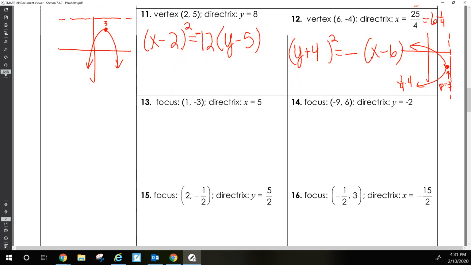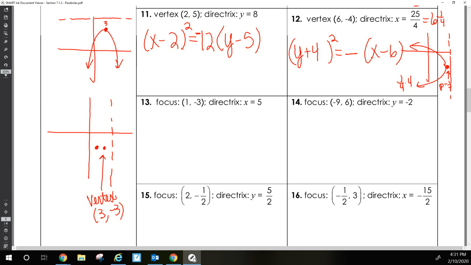All right, number 13. Ooh, now we've got a focus and a directrix. So our focus is at (1, -3) and our directrix is at x equals 5. All right, what's halfway between the focus and the directrix? What's halfway between 1 and 5? That's going to be my vertex, right? So 5 minus 1 is 4 divided by 2, so we're going to add 2 to 1. So that's going to be at 3. And it's going to be at the same height as this focus, so the y value is going to be -3.